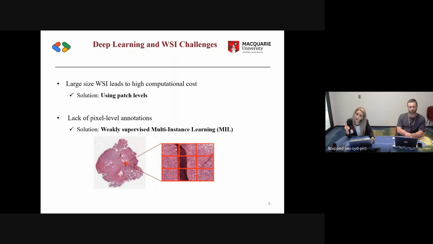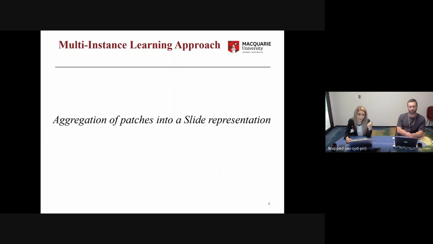Weakly supervised because we have just few labels, and multi-instance learning is an approach that considers a whole slide image as a bag and those patches as instances. So it makes the decision: if there is at least one small patch positive, the label will be positive. Otherwise, the label of the whole slide image is negative.